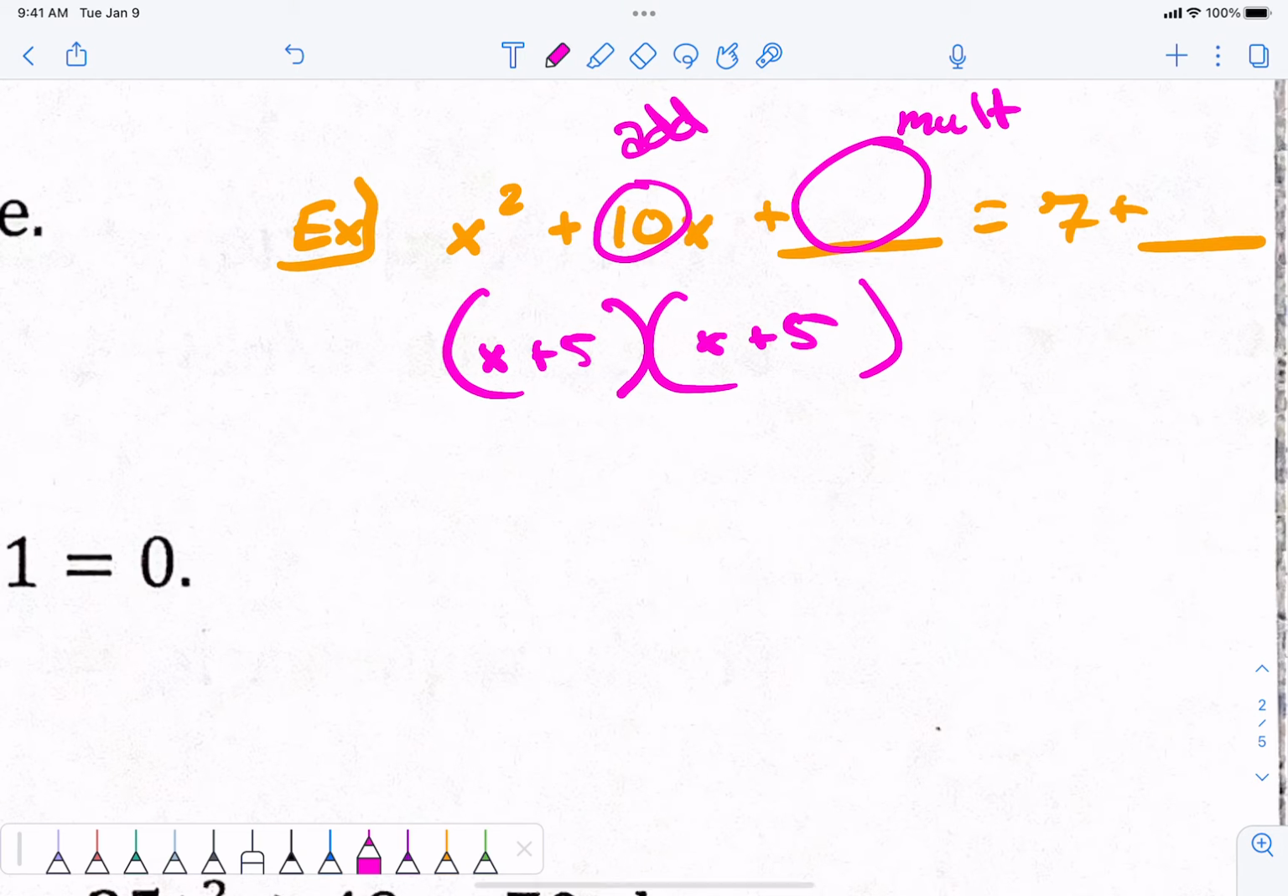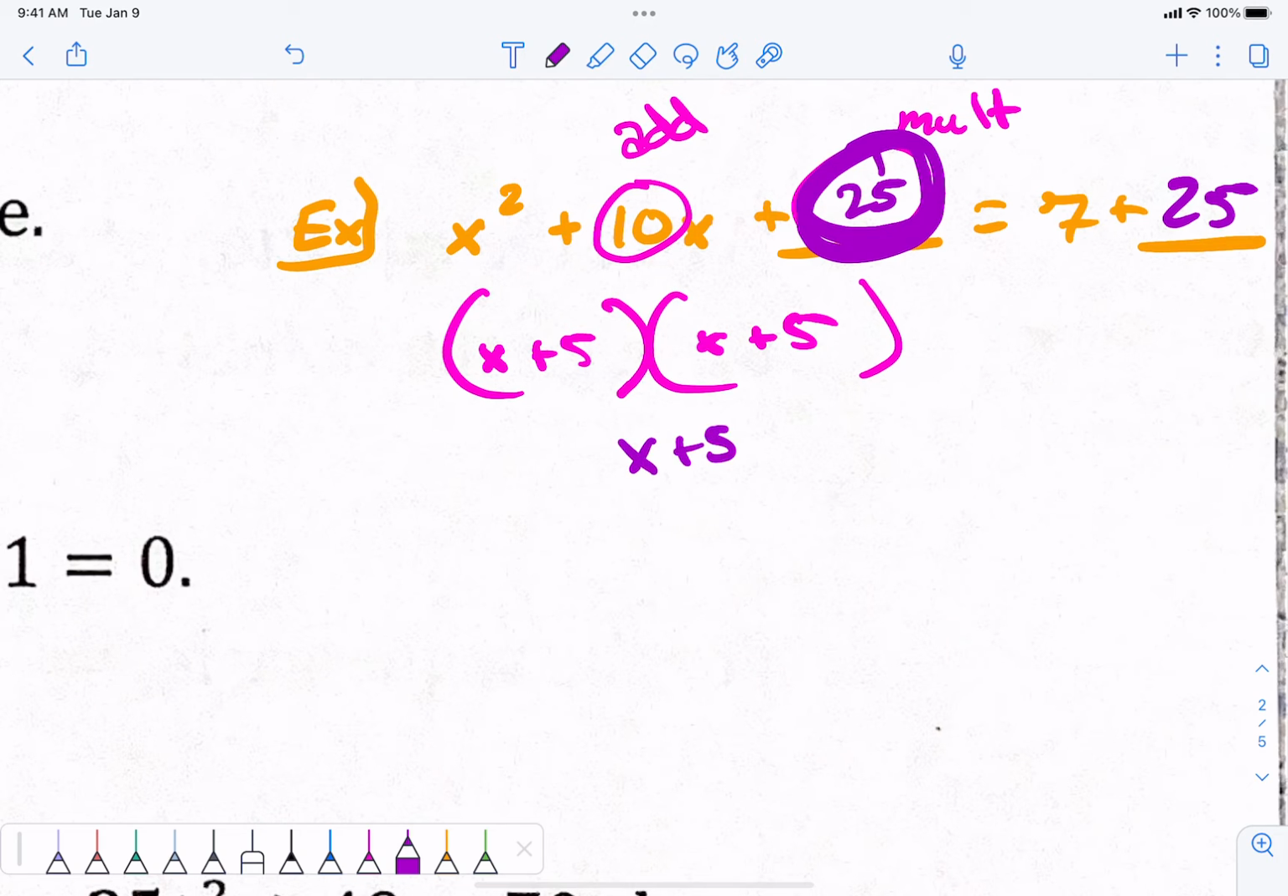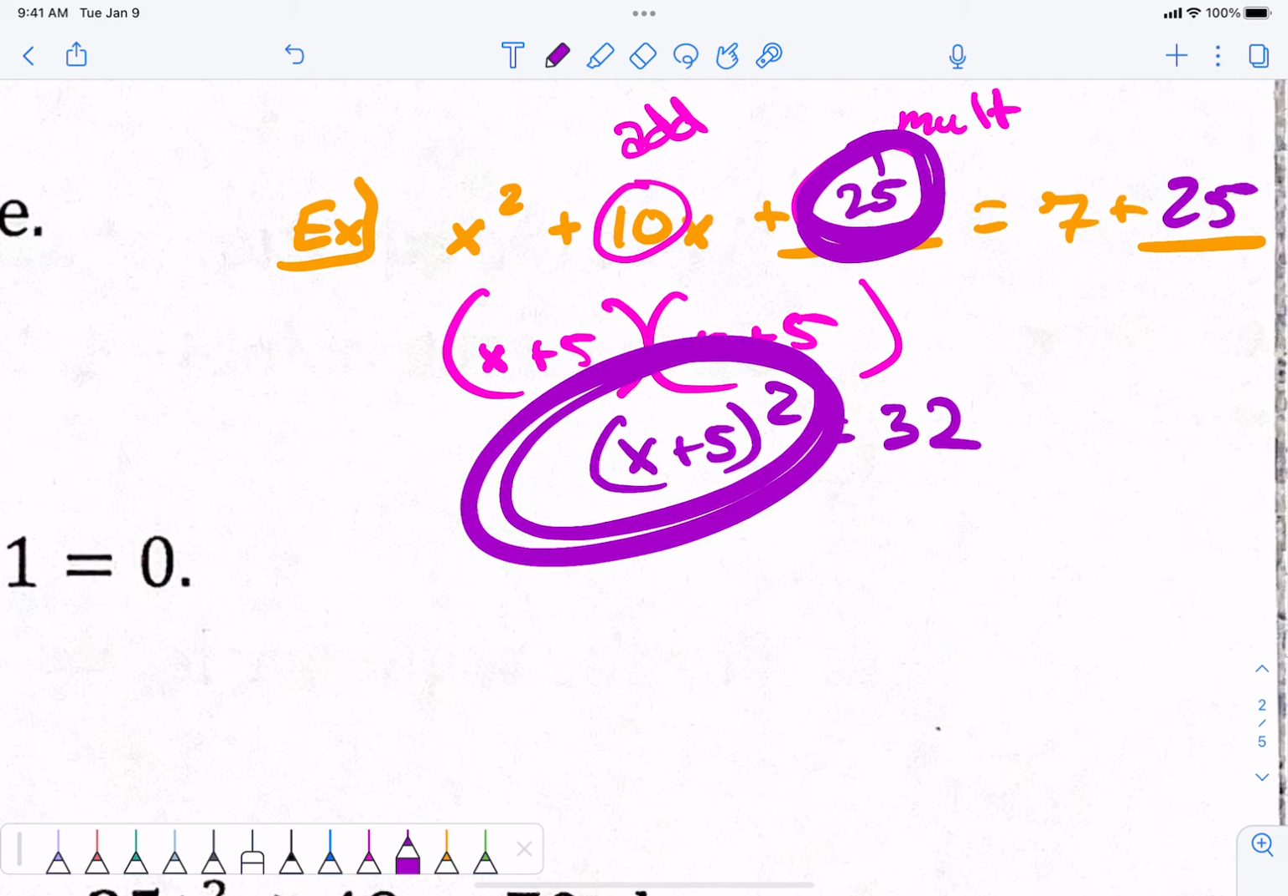So what goes in the blank? What goes in this blank right here? 25, because 5 times 5 is 25. If I were to multiply these together, I would get x squared plus 10x plus 25, right? Okay, 25 goes in the blank. And then it would end up being x plus 5 squared equals 32. And then you keep going, right? We could do it from there. So there's another example. And the numbers have to be the same, because otherwise you can't write it like this.